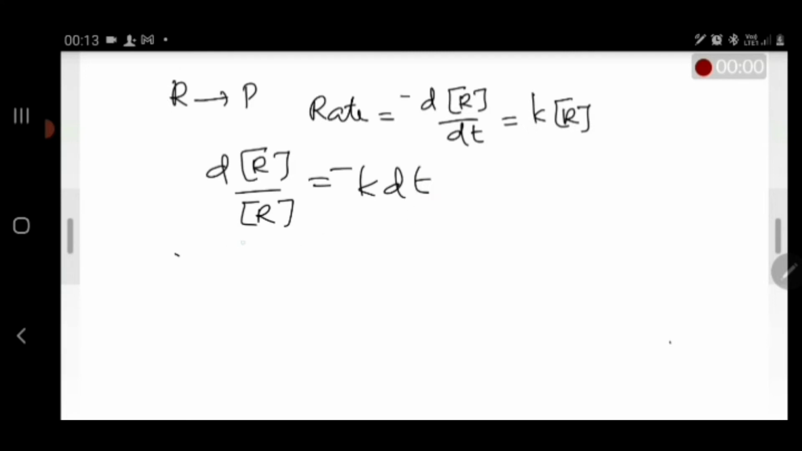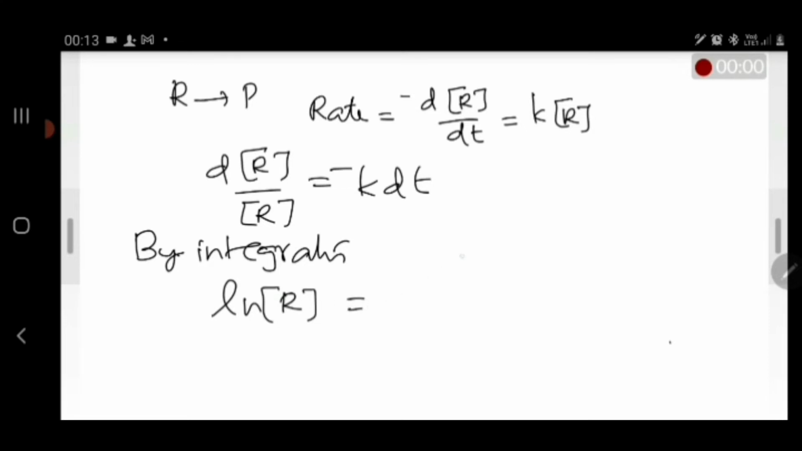If you integrate this equation, you will get ln R is equal to minus kt plus I, and this I is what we call the integration constant, or the constant of integration. Now you have a small task: you need to find out the value of I. Then only will this equation become meaningful.